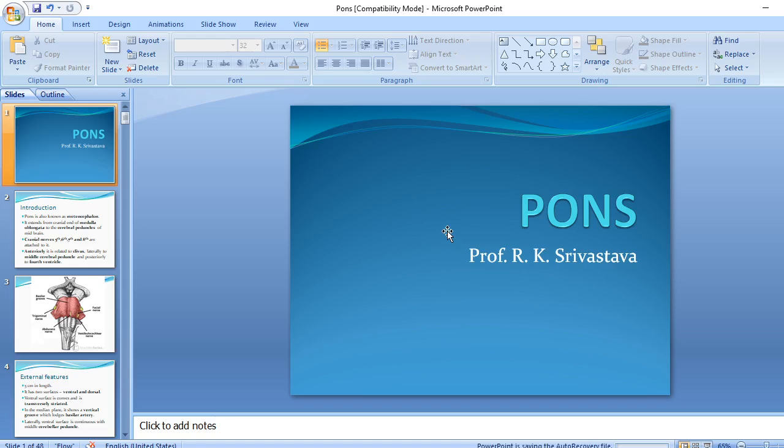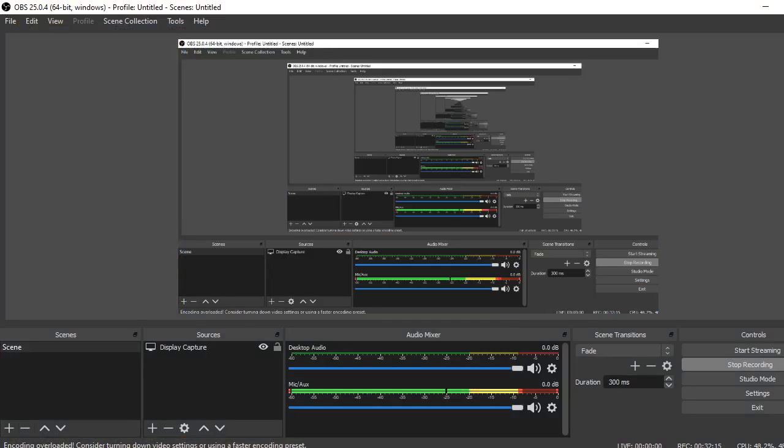So that is all about the pons, its external features, internal features, its clinical anatomy and development.